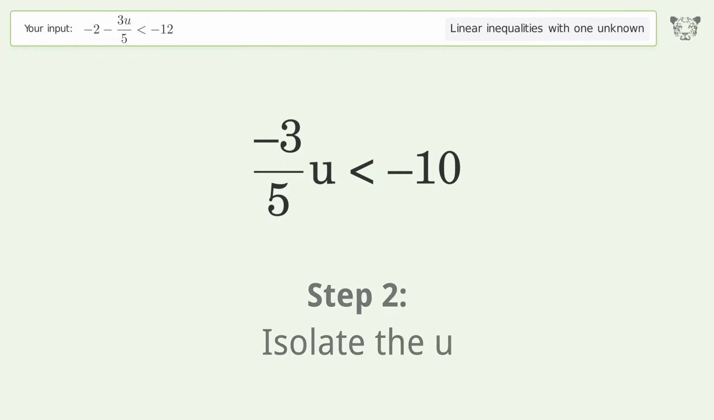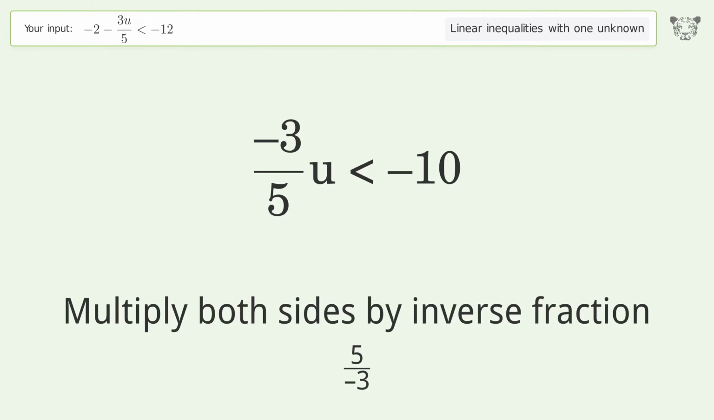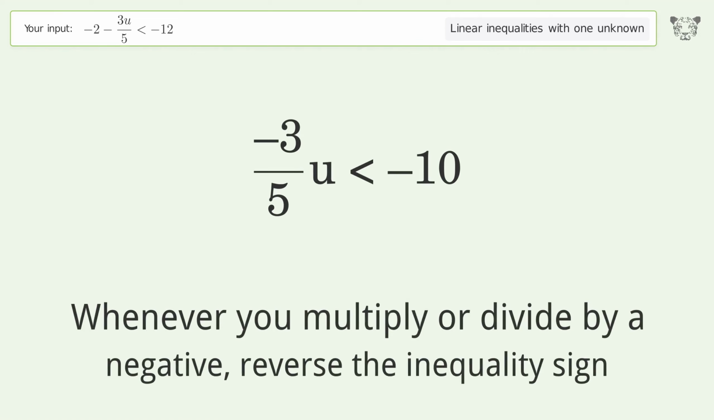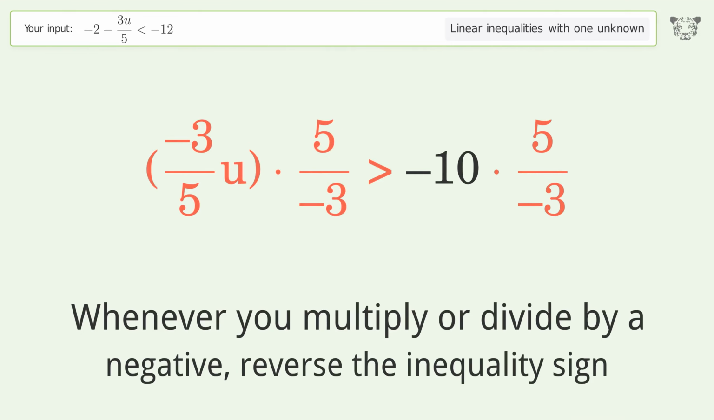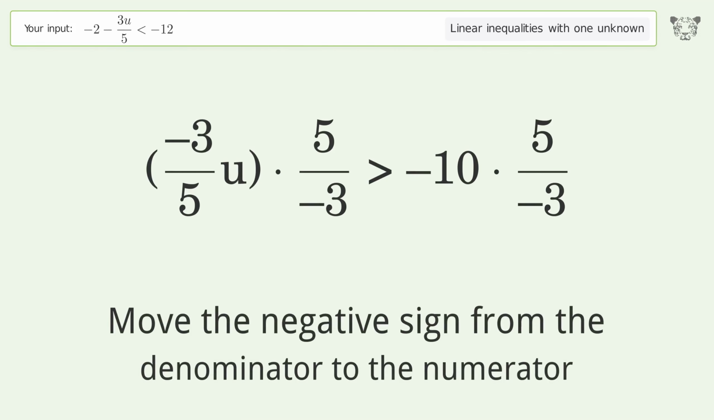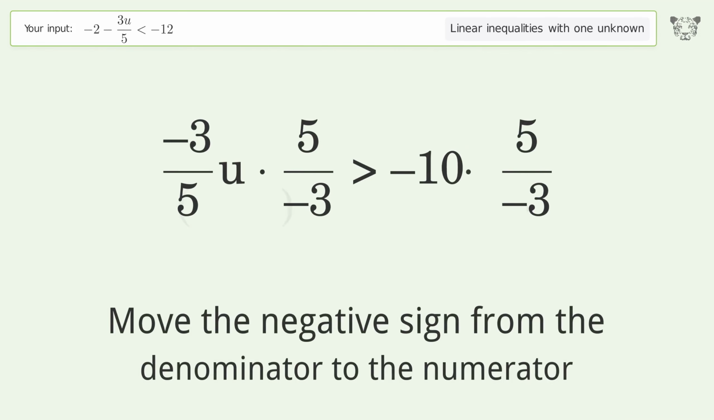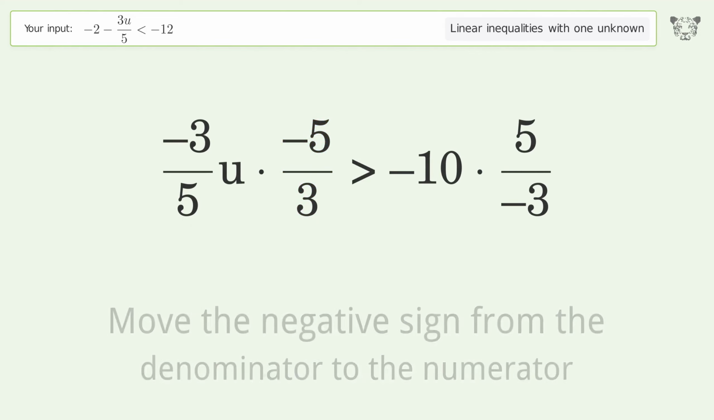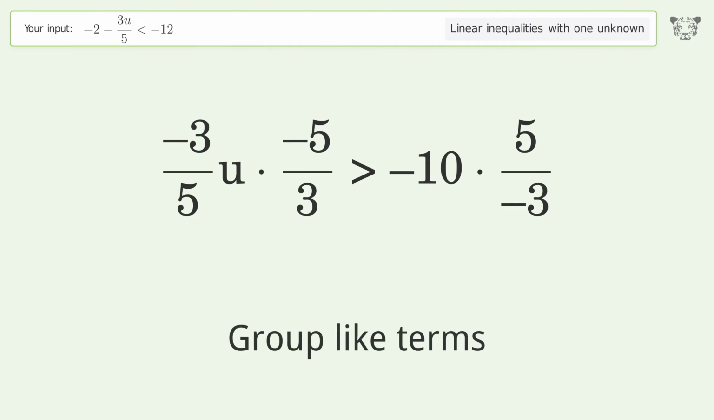Isolate the u. Multiply both sides by inverse fraction 5 over -3. Whenever you multiply or divide by a negative, reverse the inequality sign. Move the negative sign from the denominator to the numerator. Group like terms.